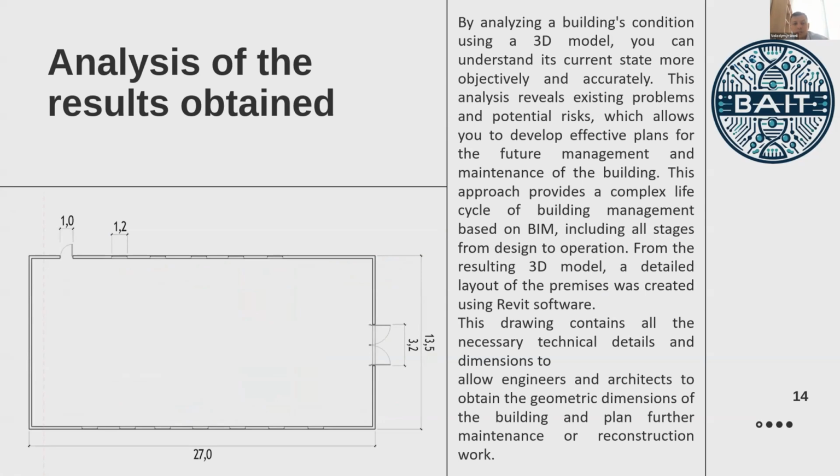So this approach provides a complex life cycle of building management based on building information modeling, including all stages from the design to its operation. From the resulting 3D model, a detailed layout of the premises was created using Revit software. This drawing contains all the necessary technical details and dimensions to allow engineers and architects to obtain the geometrical dimensions of the building and plan further maintenance or reconstruction work.